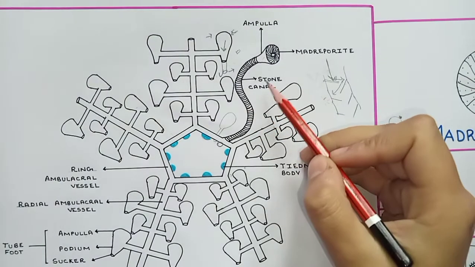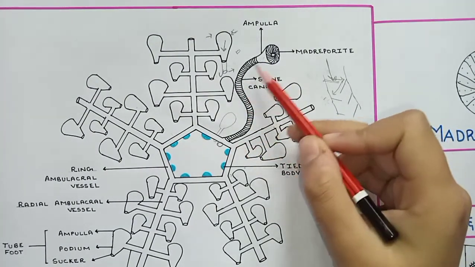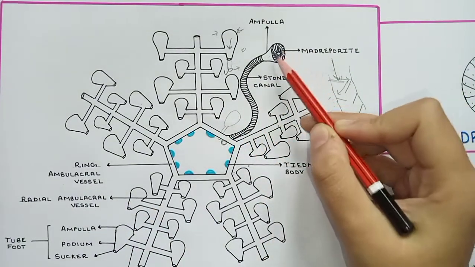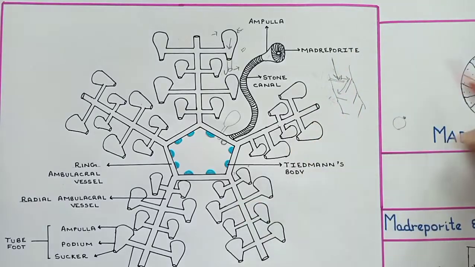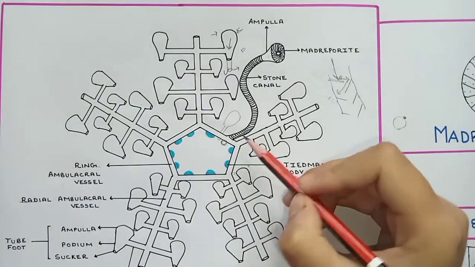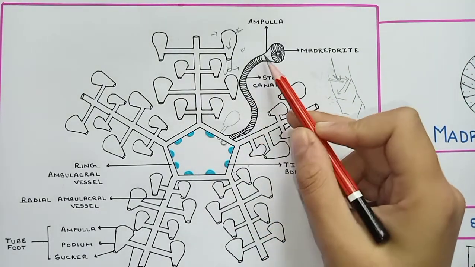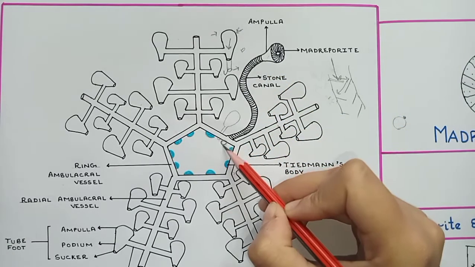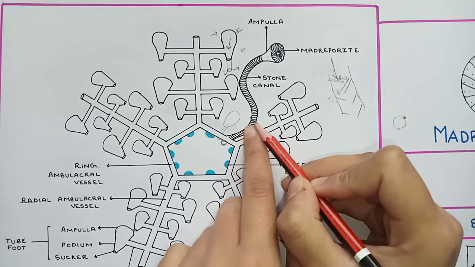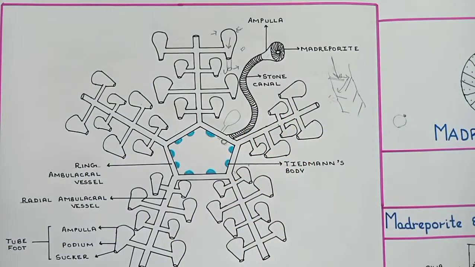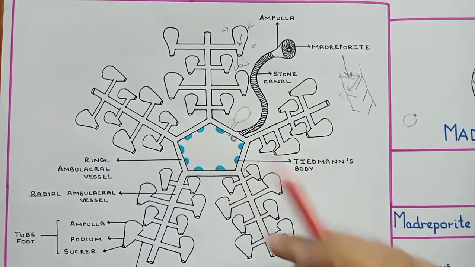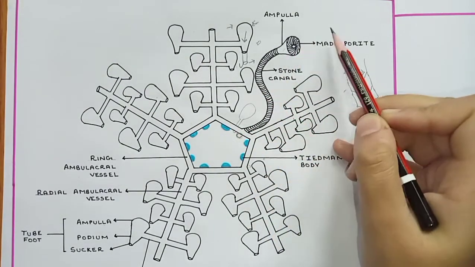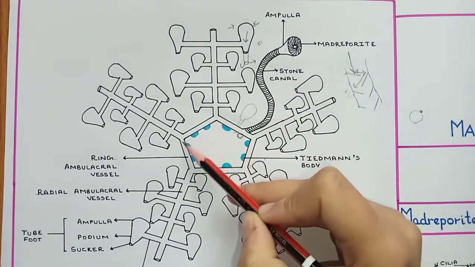Also this stone canal is not like this on the outer surface. The Metroporite opening is here, but we have shown this structure to make it easy to show what is on the inside of this Metroporite, so we have made a diagram for that. Now the water from the stone canal will enter the ring canal.